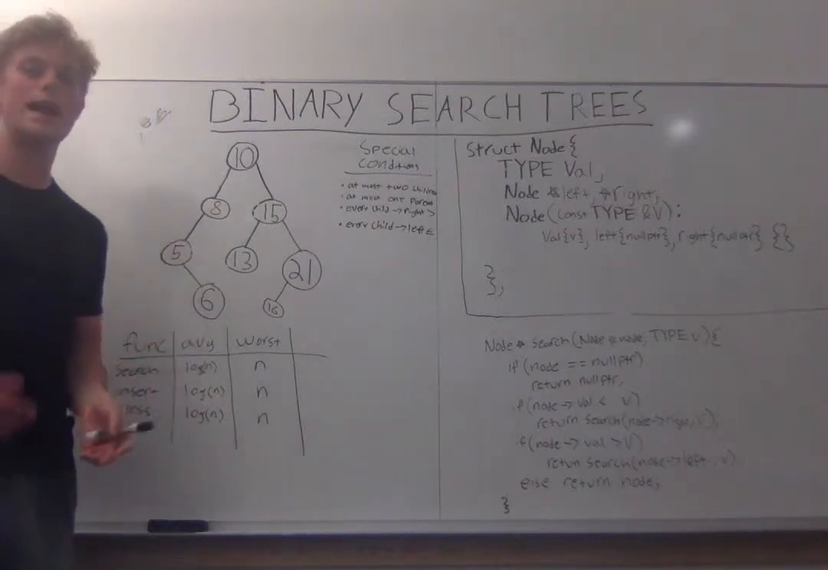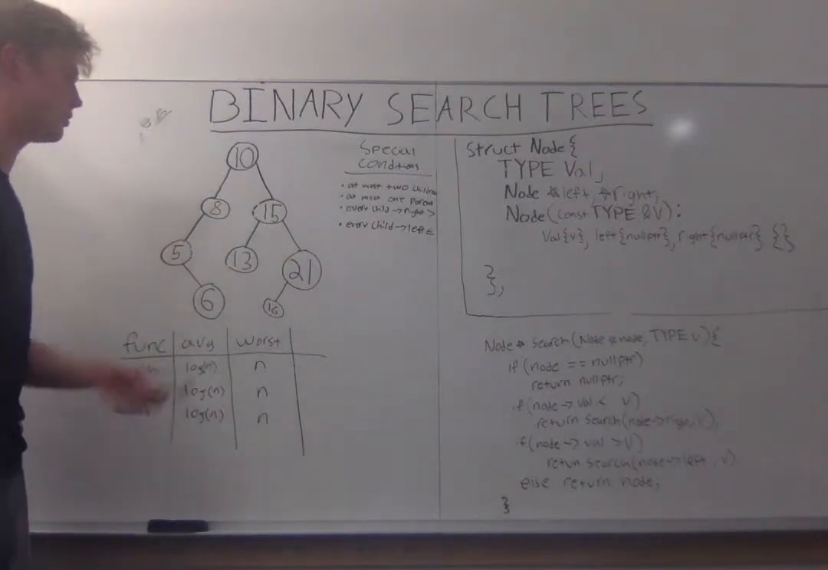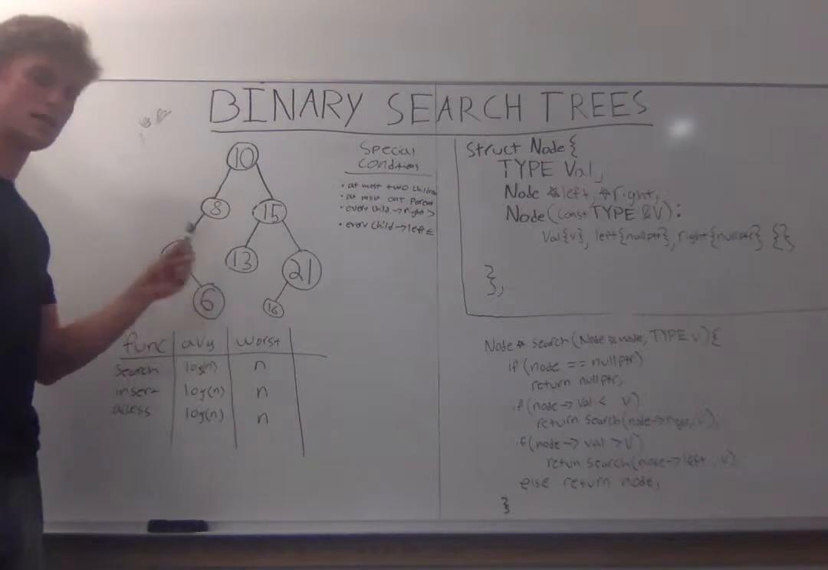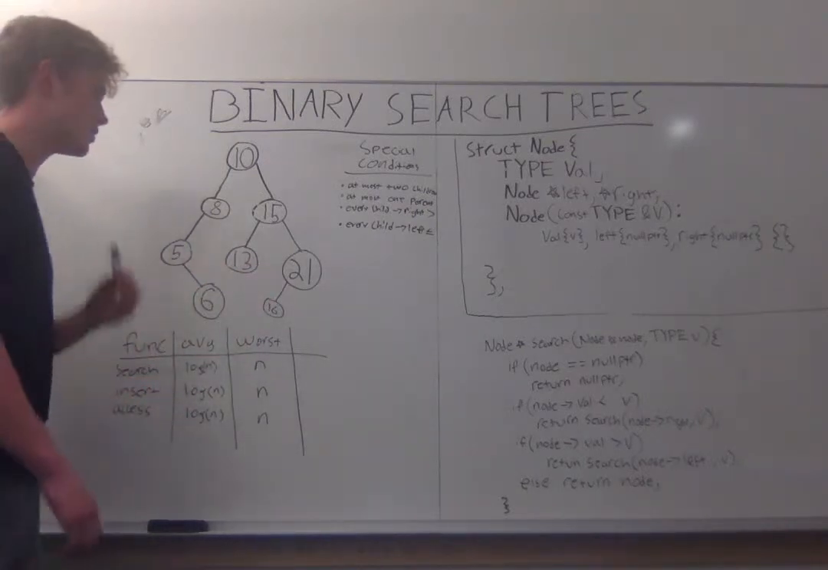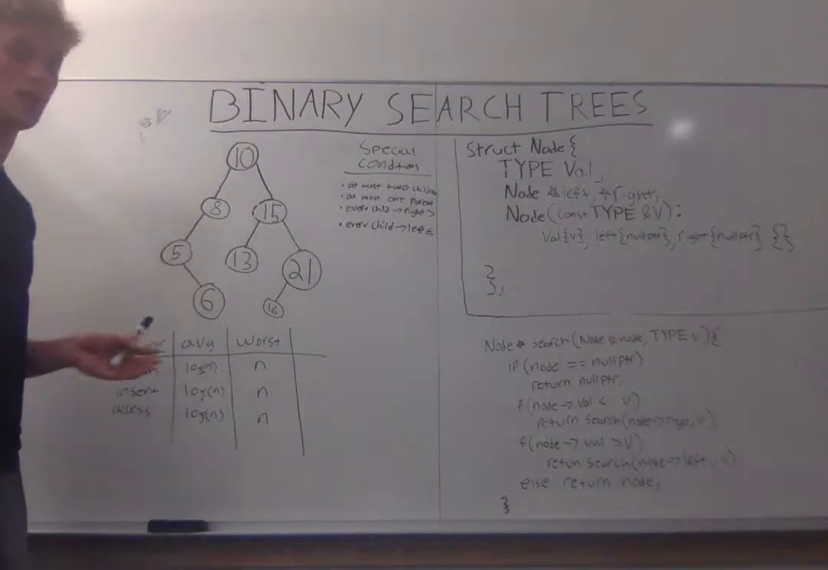And that'll be true for any specific node in the graph, not just the root. For example, 15. 13 is less than 15. 16 and 21 are greater than 15. So this is a valid binary search tree.